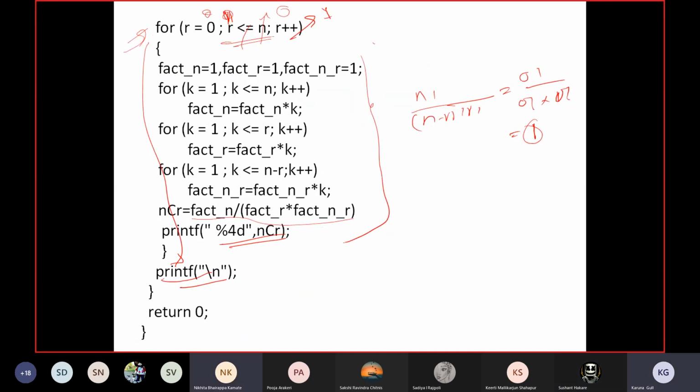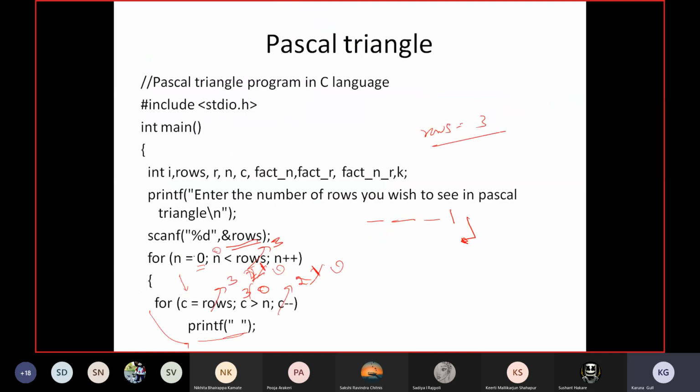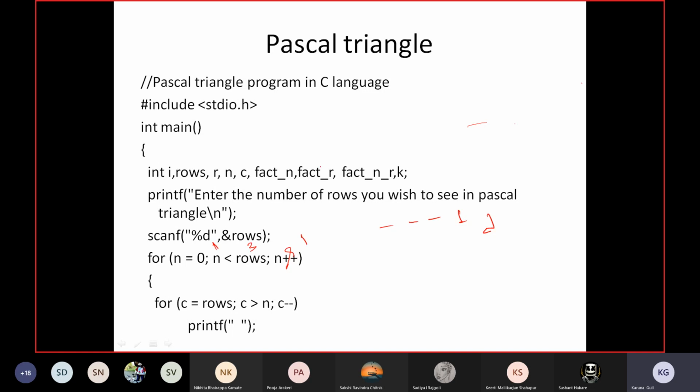Yes, ma'am. Then again come back to the outer loop now. So I'm incrementing this now. N is incremented. Okay, so I'll just rub all these things. I'll write this again for you all. So this is 1, 2, 3 spaces and 1 I have written. I have come to the next line there. Now n plus is 1 now. So this is 1 now. Row is, I have read it as 3 now.